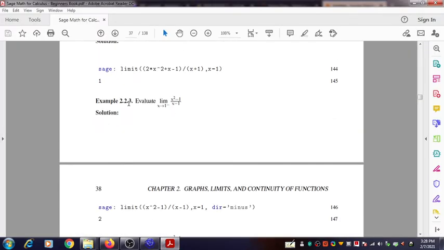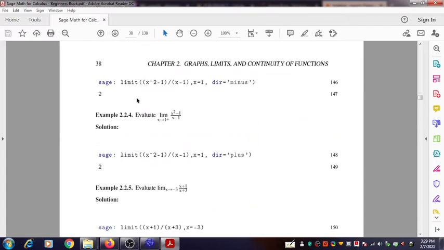Now coming to the next question: evaluate the limit of x square minus 1 divided by x minus 1. But this is not the ordinary limit, it is the left hand side limit, because we are asked to find it as x tends to 1 minus. Here we consider the variation of x from the left hand side up to the point x equal to 1. So you have to make a slight change in that command for obtaining the left hand side limit.